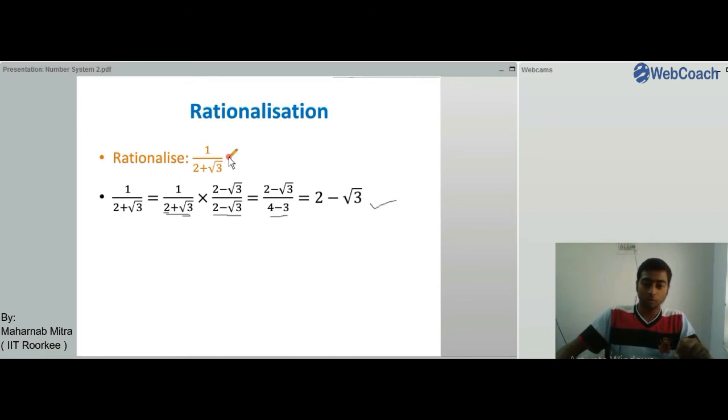That means 1 by 2 plus square root 3 after rationalization gives the number 2 minus square root 3. Now essentially, as we are multiplying the same number in the numerator and denominator, the rationalized number must be equal to the initial number, right? These two numbers must be equal, as we are performing an operation which does not change the value of the fraction.